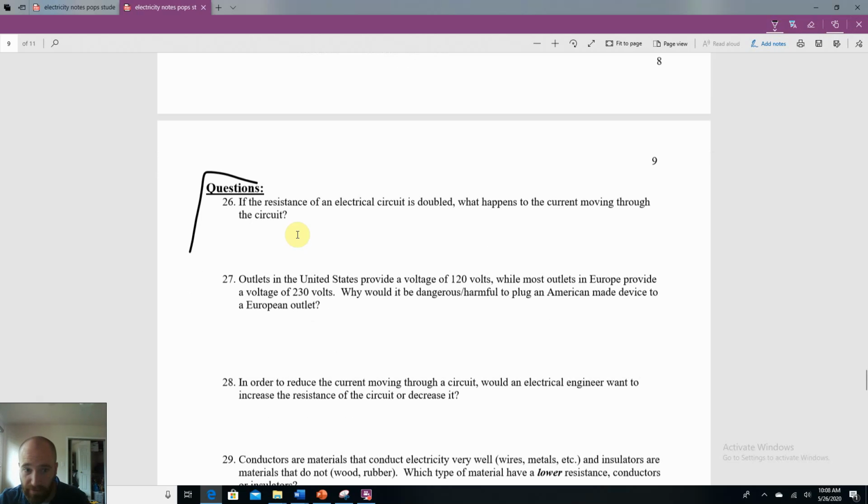Alright, 26. If the resistance of an electrical circuit is doubled, what happens to the current moving through the circuit? So the resistance is doubled. We're resisting harder. We're resisting more. What do you think would happen to the current? Well, if you resist twice as much, then the current should be half. There we go, because you're resisting more. If you wrote decreases or smaller or anything along those lines, I also would have taken those. So anything that reflects the idea that you understand that there would be less current as a result would be good.